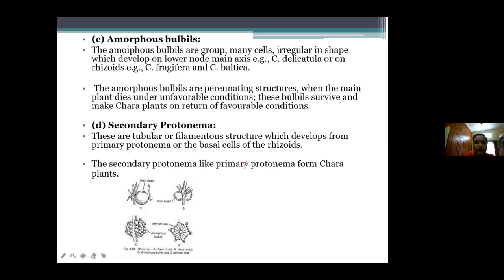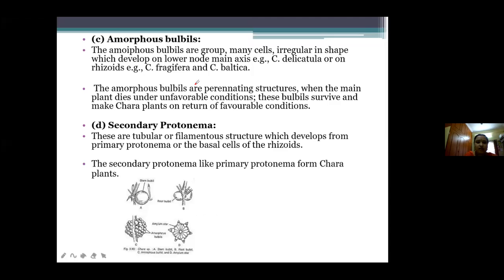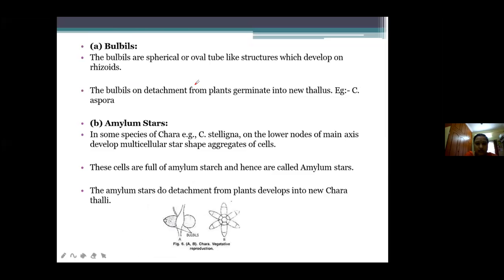Next one, amorphous bulbils are there. In these amorphous bulbils, the cells are of irregular shape, developing at the lower node part of the main axis. In those nodes these types of bulbils are produced. And another very important one, girls, is the amylum starch. See, here in this diagram is the amylum starch.